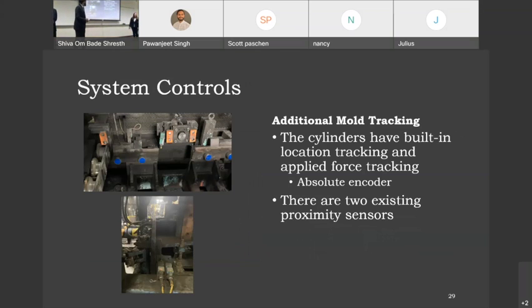Each of the cylinders has an absolute encoder, which allows the plant to track the cylinder's extension and applied force at any given time, which is useful for determining whether or not the cylinders are breaking down and if the lift frame or elevator is properly aligned. Additionally, there are 2 proximity sensors that alert the PLC when the cope enters the closing machine and is ready to be picked up, and when the drag enters the closing machine and is ready to have the cope set back down.